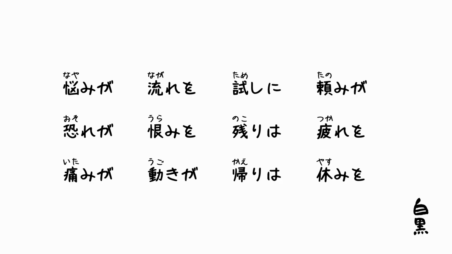There are also derived words from must form of verbs. Commonly used ones include 悩みが、流れを、試しに、頼みが、恐れが、恨みを、残りは、疲れを、痛みが、動きが、帰りは、休みを。Did you notice any commonality in pitch of their original verbs? Feel free to share your observations in the comments below.